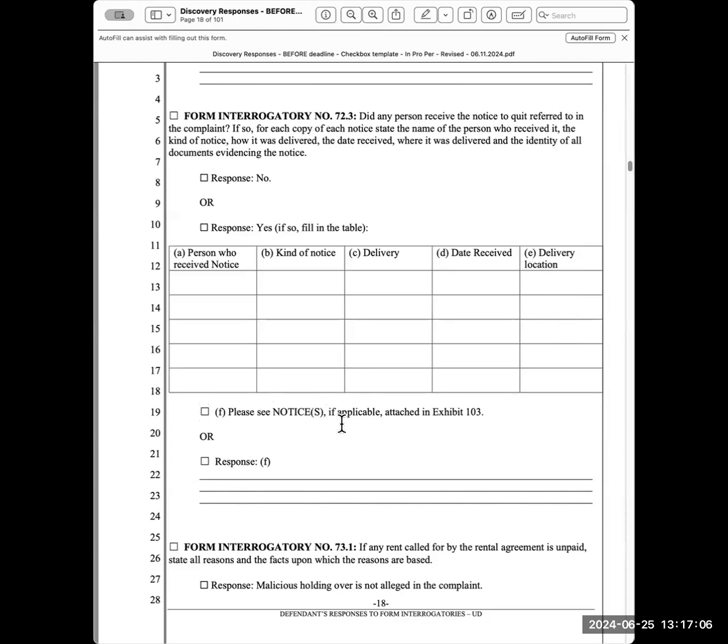And then check here if you have evidence of those notices, and you're going to put those in your trial binder in the exhibit category 103. And if you don't have copies of the notices, you can check here and explain.